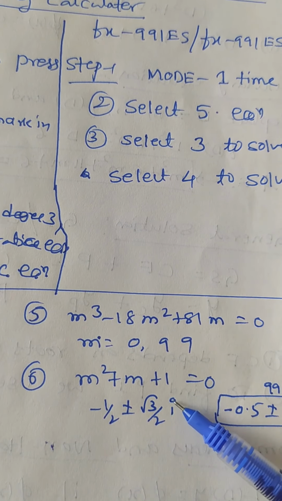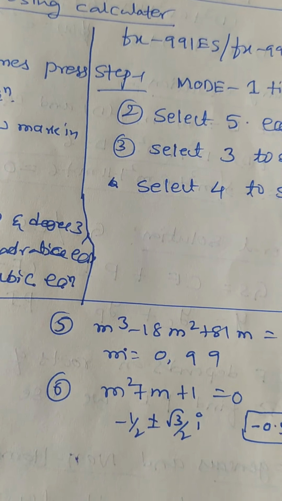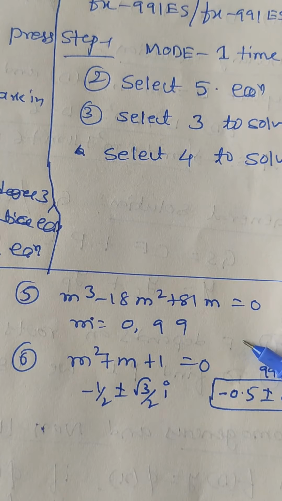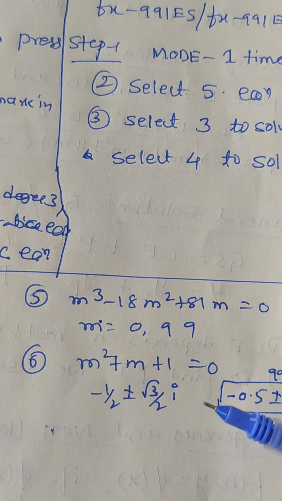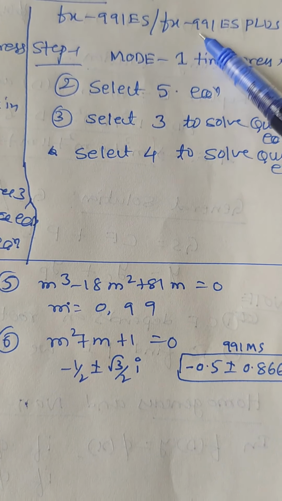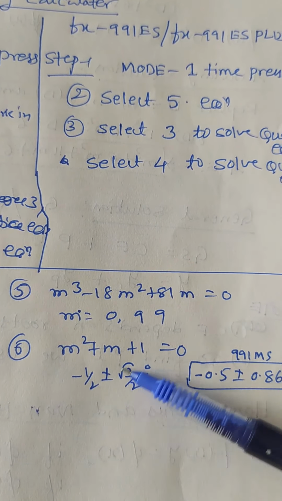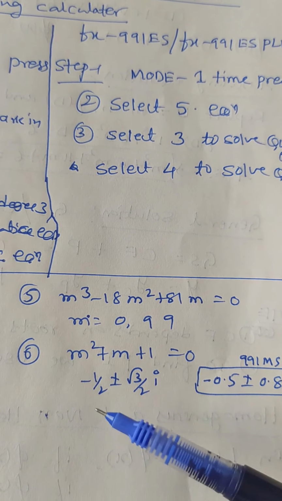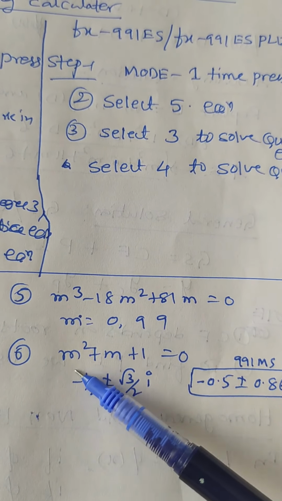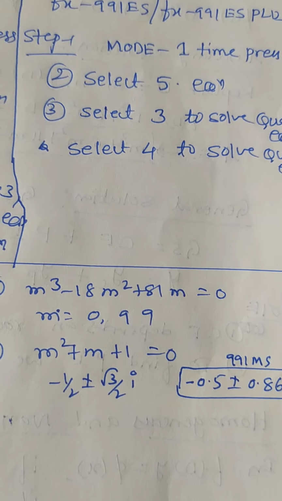Very important, particularly for those who are using 991 MS. See, m square plus m plus 1 is equal to 0 is a quadratic equation. That means how many roots do we require? 2 roots. By using the 991 ES or 991 ES plus, we can find the imaginary roots directly. You will get minus 1 by 2 plus or minus root 3 by 2 i. Here the real part is minus 1 by 2 and the imaginary part is root 3 by 2.